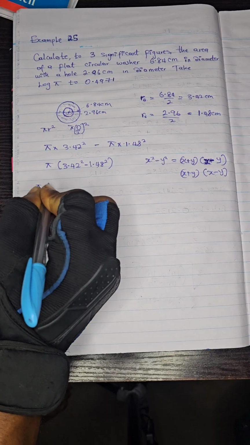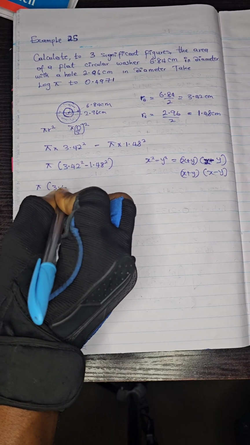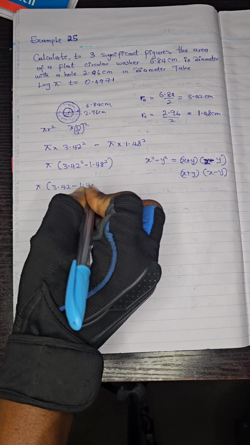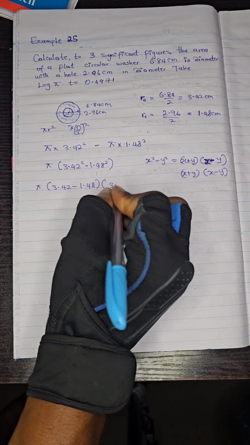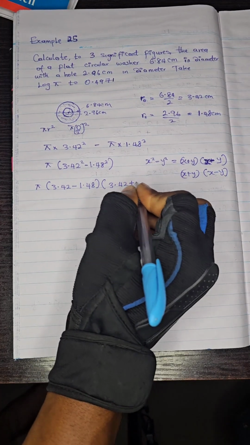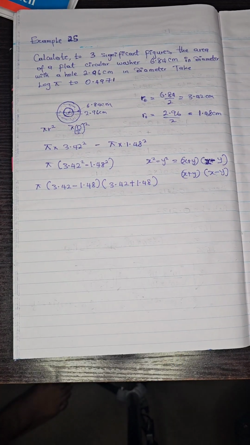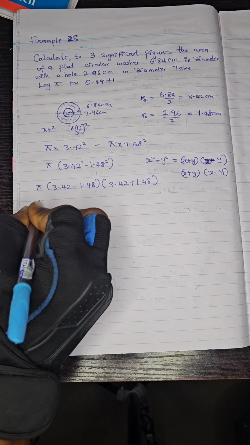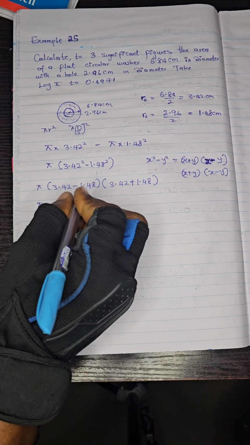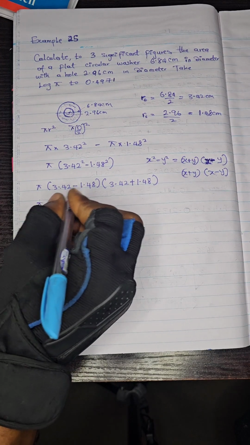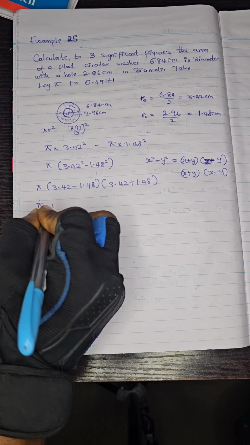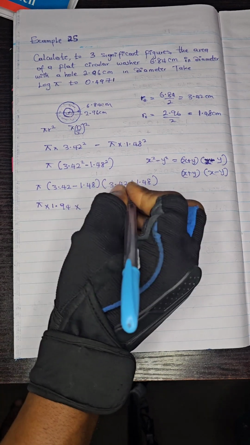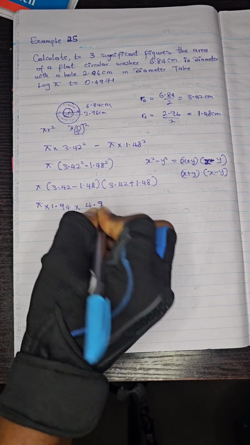So I can change it to pi into 3.42 minus 1.48, multiplied by 3.42 plus 1.48. Are we together? When you subtract this, let me say this subtracted from this will give you 1.94, times this plus this, which will give you 4.9.